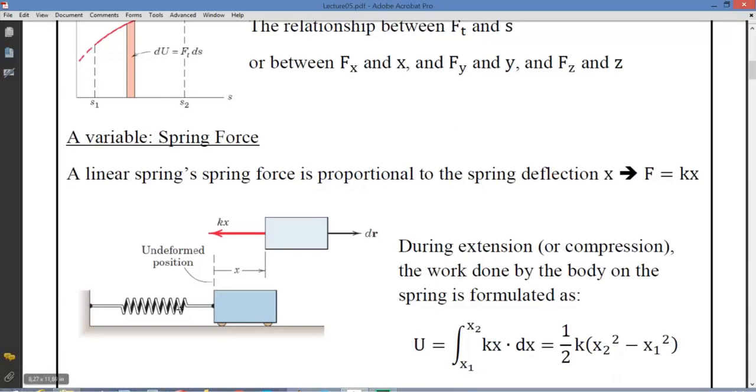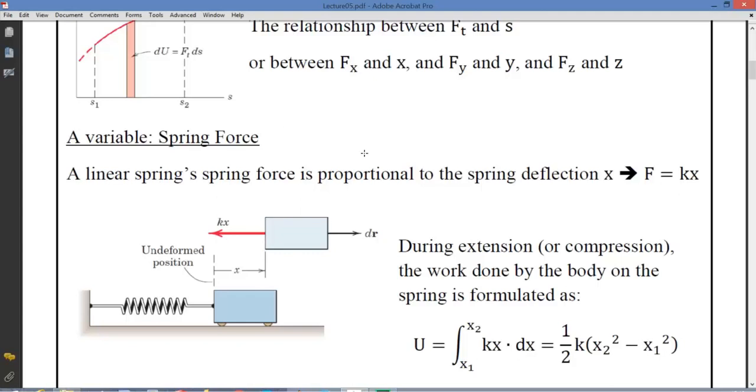We have a spring here and then our cart, or the body, and the spring is connected to this cart and is showing the undeformed position of the spring. From that point, the body is pulled, and as a result of that the spring applies a force to the body as kx. However, the body moves to the right. The kx force applied by the spring to the body is to the left.